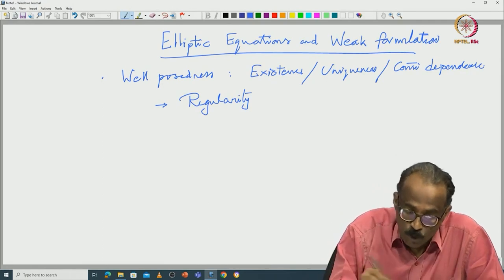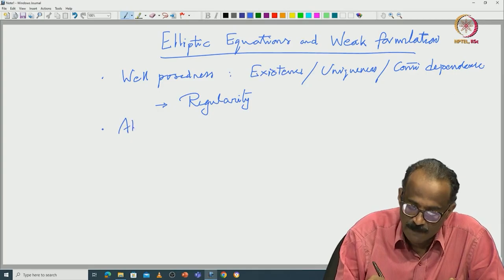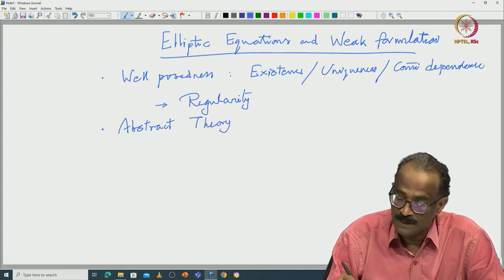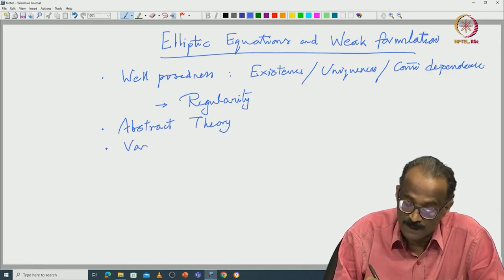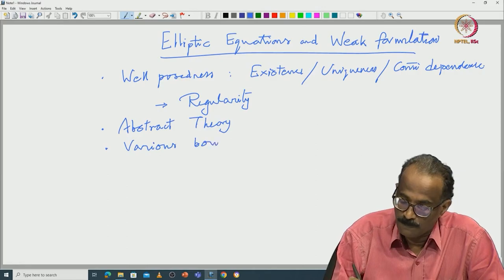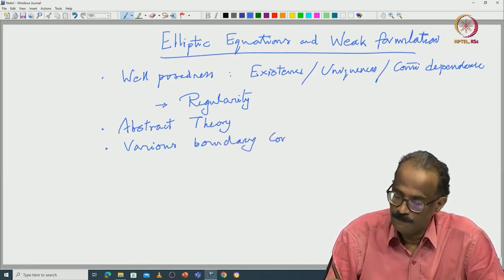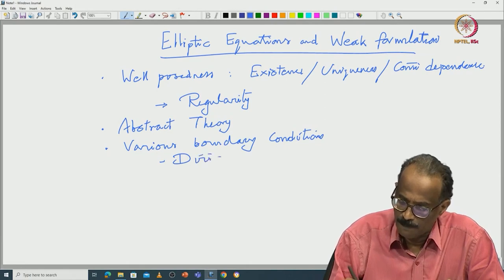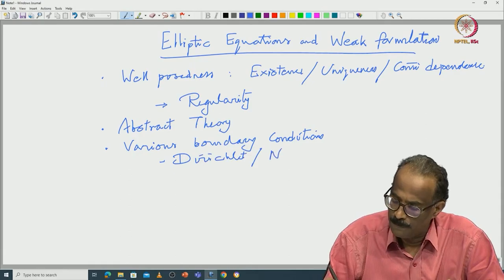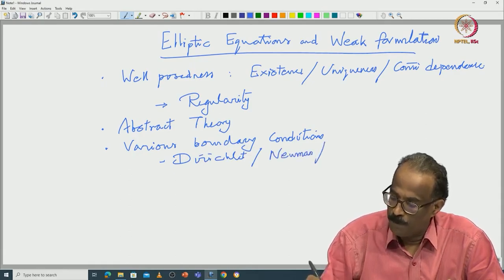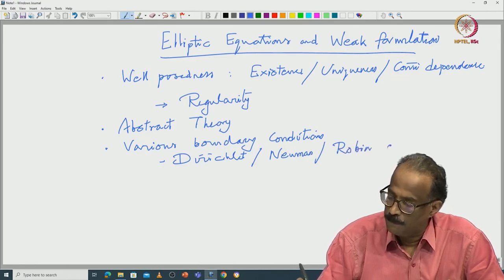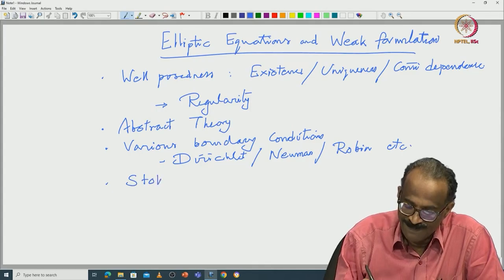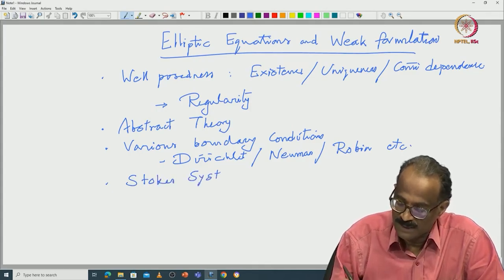Okay. So, to do this, what we will do is study some abstract theory, so that through the abstract theory you can study various differential equations, and then we will study various boundary conditions, especially Dirichlet, Neumann, Robin, etc. Okay. We would also like to study the Stokes system at least. Some remarks about the Stokes system, which is a system.